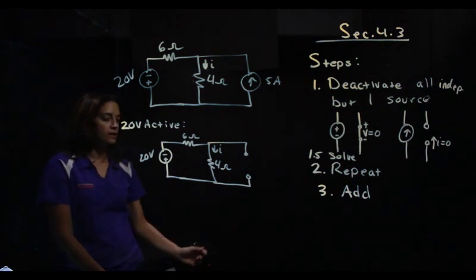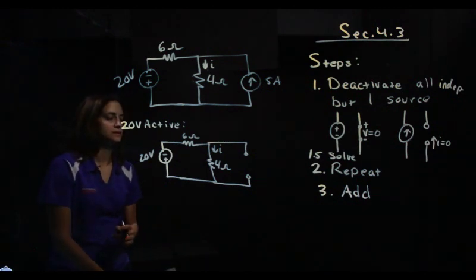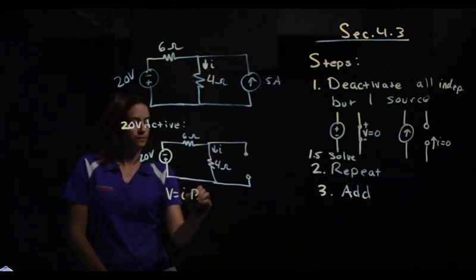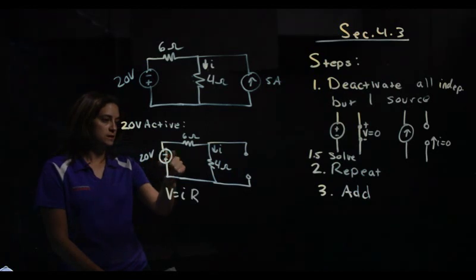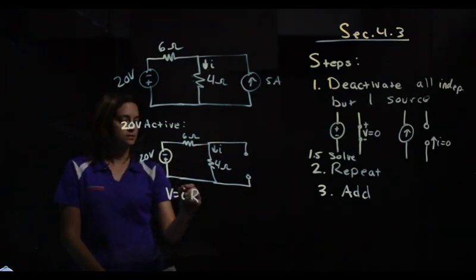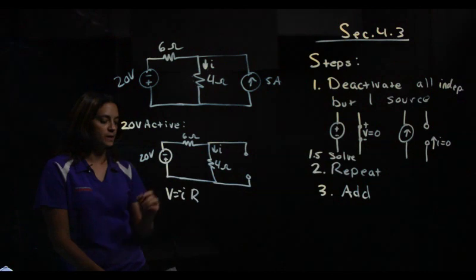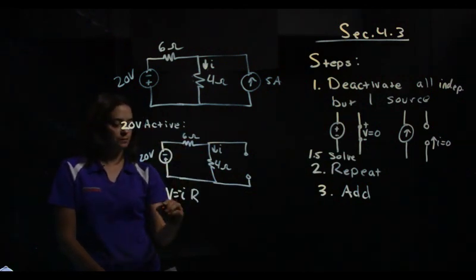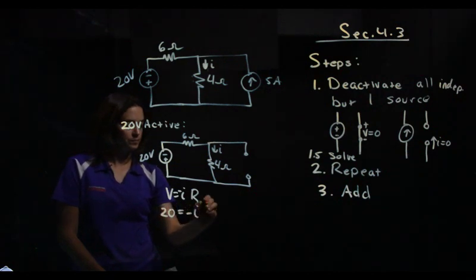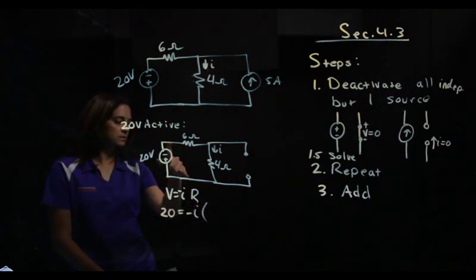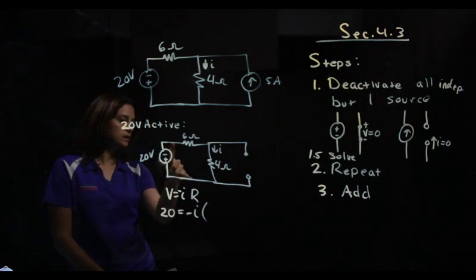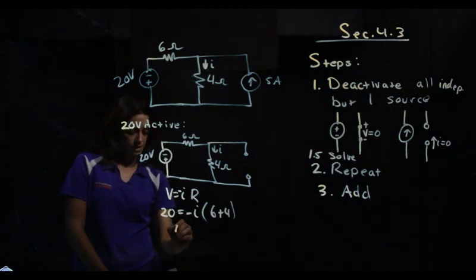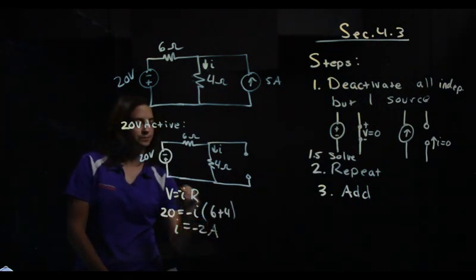Doesn't matter. V equals IR, right? We know that. This is the negative side, so I have minus IR. My voltage is 20 across these two. My resistance, right from here to here, is 6 plus 4. So my I is minus 2 amps.